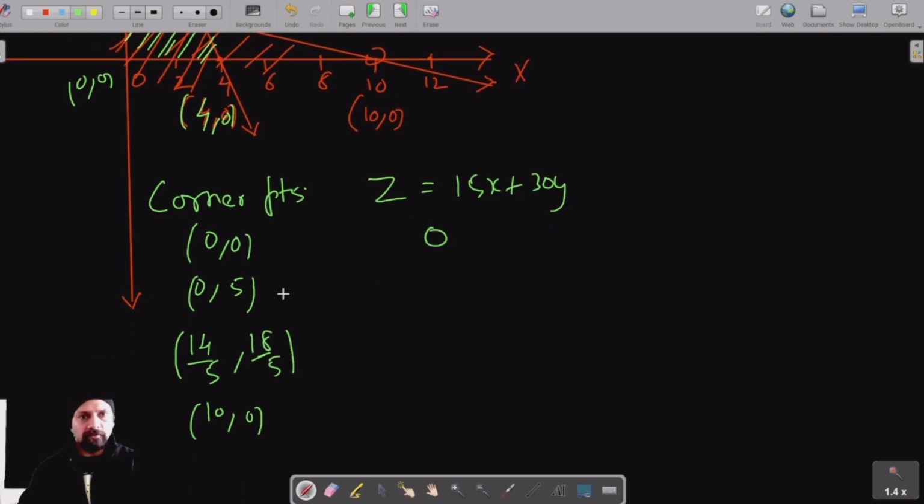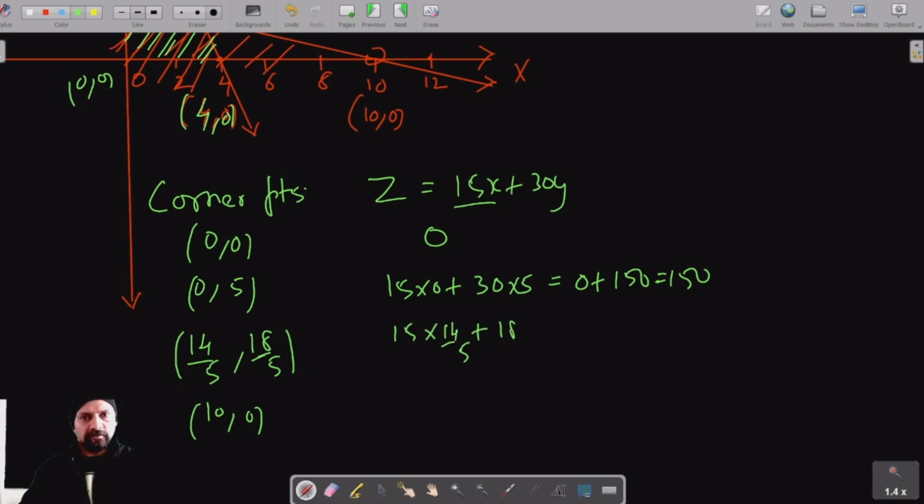For the first one, the value is 0. For the second one, 15 into 0 plus 30 into 5, which is equal to 0 plus 150, that is equal to 150. Next is 15 into 14 by 5 plus 30 into 18 by 5.